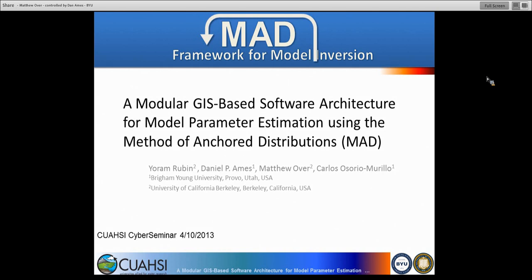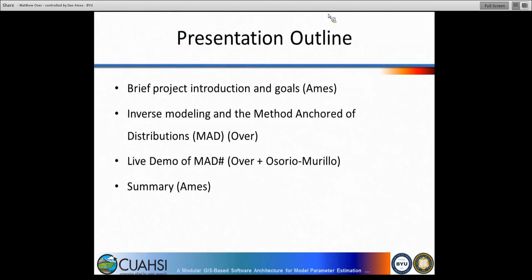This presentation is about the method of anchor distributions, which is a technique for doing inverse modeling that we've constructed into a framework for model inversion, as you can see on the slide here. What we'll do in our presentation today is start with a brief project introduction and goals that I will give. Then I'm going to turn it over to Matt Over, who will give you a little bit more background on the method of anchor distributions for inverse modeling. And then we'll turn it over to Matt and Carlos Osorio, who will do a live demo of the MAD-Sharp application as it stands now, as an application that lives in close connection with Hydra Desktop, the plugin, and also a standalone application. And then I'll just give a couple of summary remarks about where the project's going.